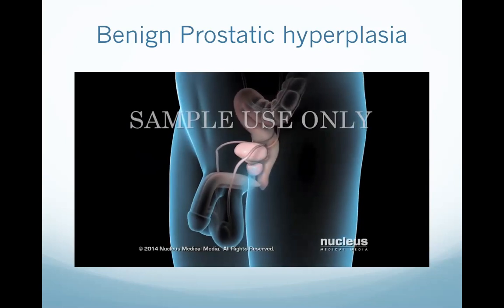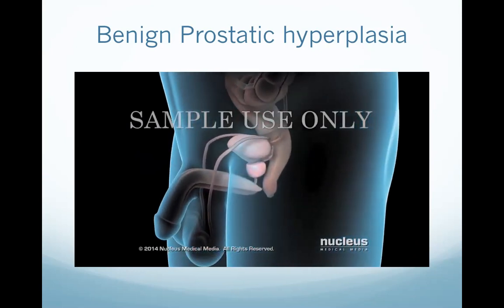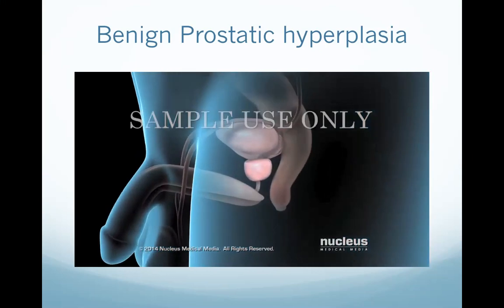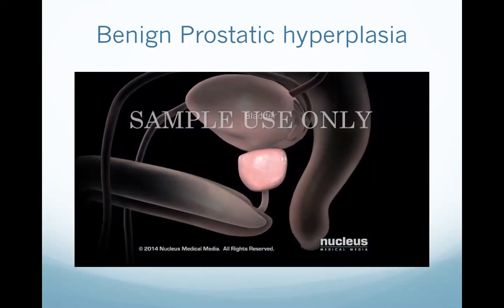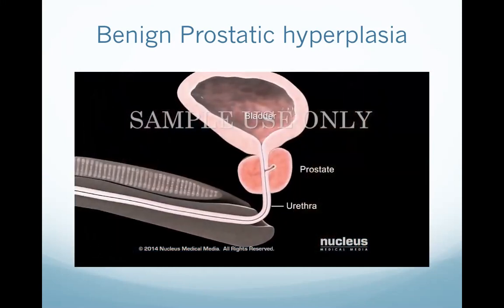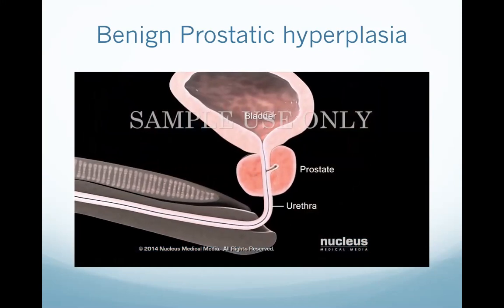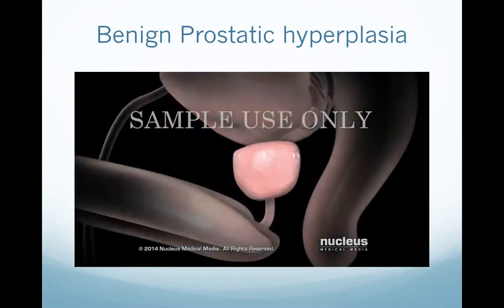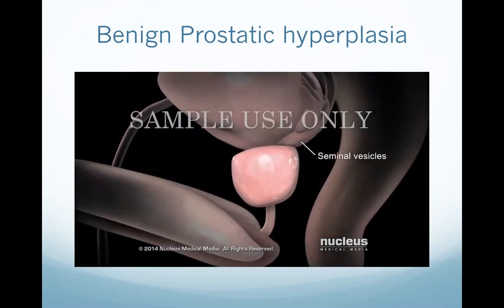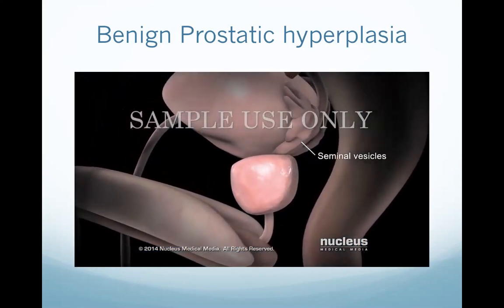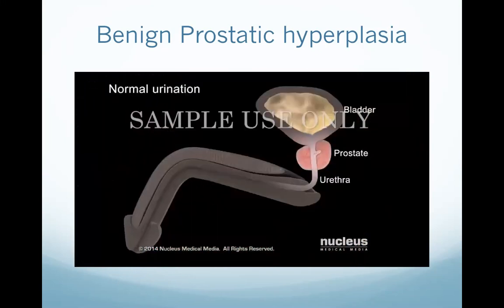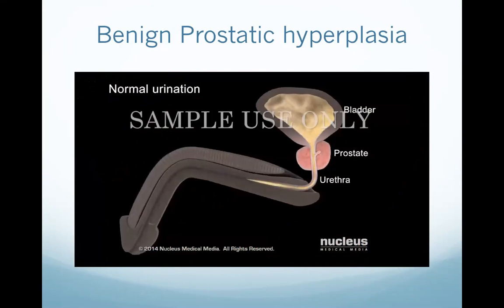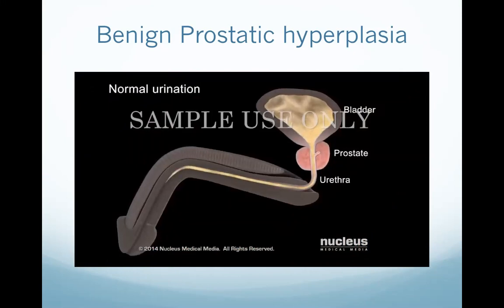If you have benign prostatic hyperplasia, or BPH, your prostate gland is enlarged. The prostate is a walnut-sized gland in men. Just beneath your bladder, your prostate gland surrounds your urethra, the tube through which urine and semen exit your body. Your seminal vesicles and prostate make fluid that combines with sperm cells to create semen. During normal urination, urine flows from your bladder through the part of your urethra inside your prostate, then through the rest of your urethra to leave your body.